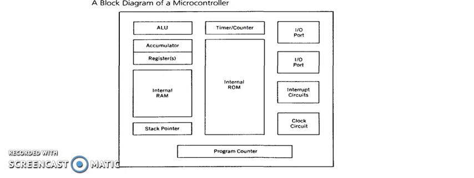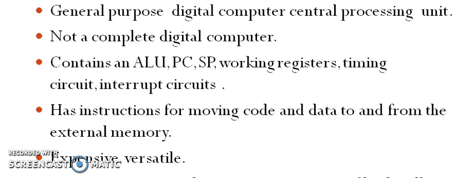This shows the block diagram of a microcontroller. A microcontroller, similar to a microprocessor, includes components like ALU, accumulators and registers, then program counter, clock circuit, and unlike a microprocessor, it also includes timer and counter circuits, input-output ports, internal ROM, internal RAM, etc. That makes the difference. Now we will see the differences in detail.